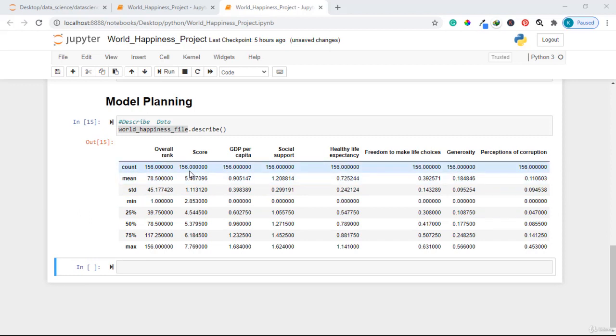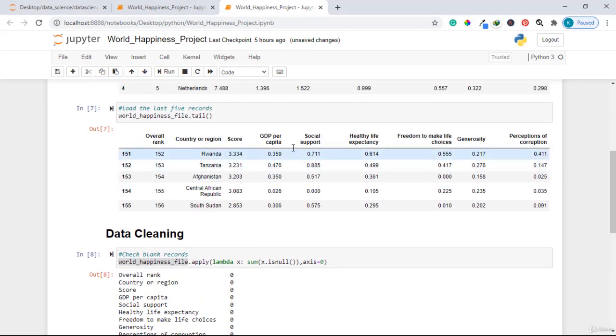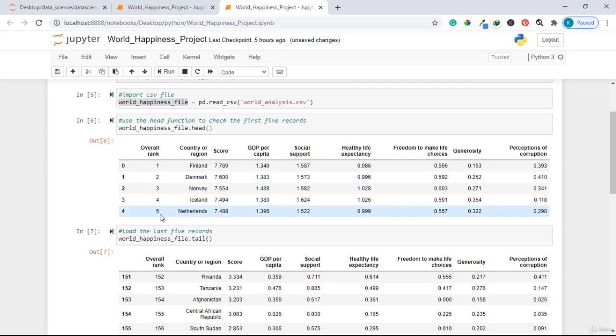In this case, consider that the overall rank is just an attribute that was added after the data had been analyzed. If you look up here, this overall rank does not have an effect on this score of world happiness. Neither does the country or region have an effect on this score of happiness.